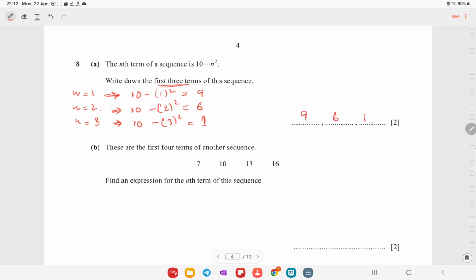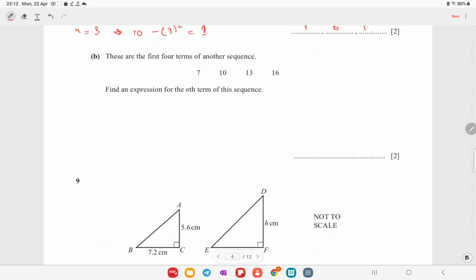Okay, these are the first four terms of another sequence: 7, 10, 13. So you can easily see it is plus 3. There is an addition of 3 in each of the terms. So find an expression for the nth term of the sequence. If you know the formula for the nth term, it is basically a plus n minus 1 times d. So a is the first term, which is going to be 7.